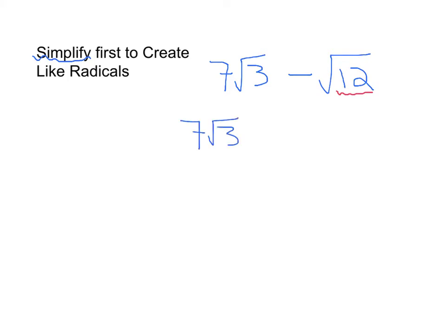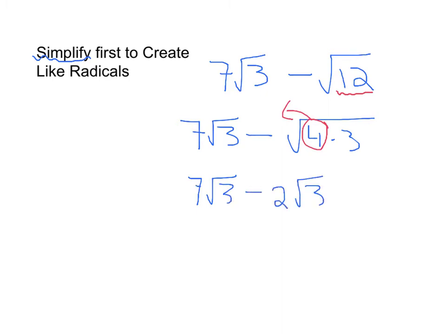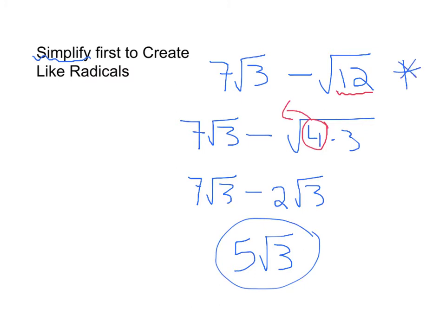7 square root of 3 minus, let's break up 12 into 4 times 3. And then the square root of 4 is 2. So 7 square roots of 3 minus 2 square roots of 3. So now, how many square roots of 3 do we have? 7 minus 2, we have 5 square roots of 3. So they might not look like like terms at the beginning, but check to see if it simplifies any further, because then you might actually have like terms to combine.